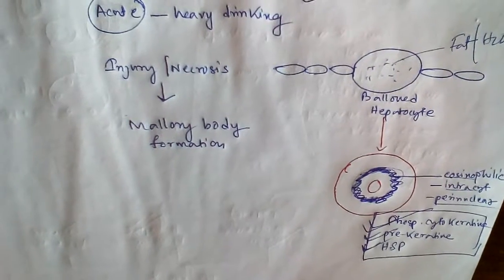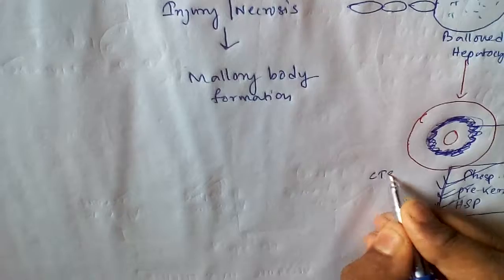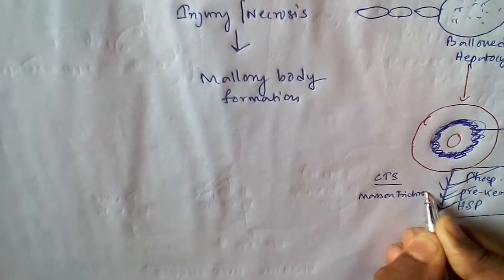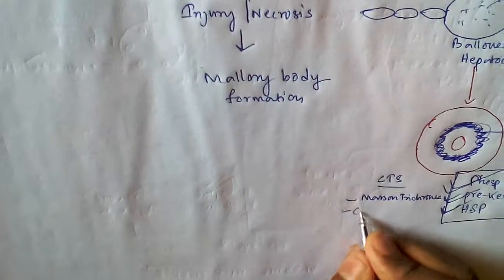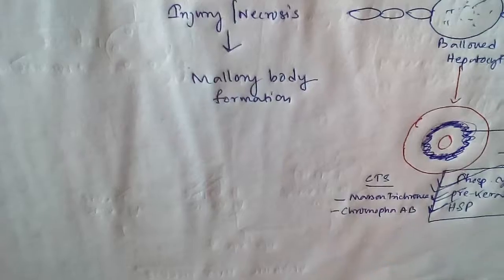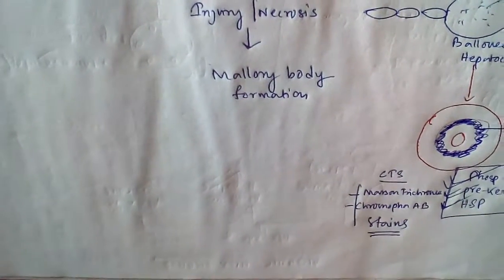Now, Mallory body we can visualize with a connective tissue stain like Masson's trichrome, then chromophobe aniline blue. So these are the two important stains. Or also there is an immunoperoxidase method.